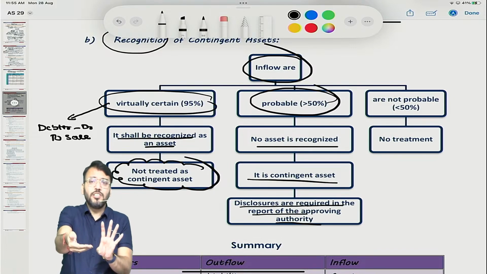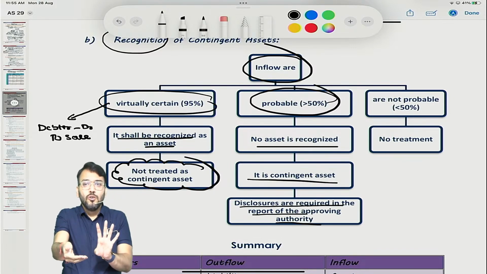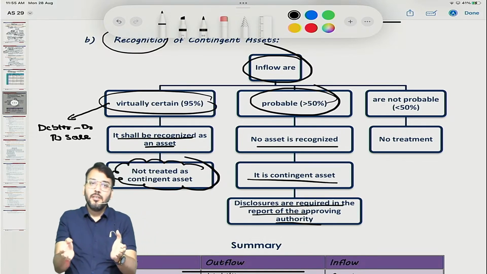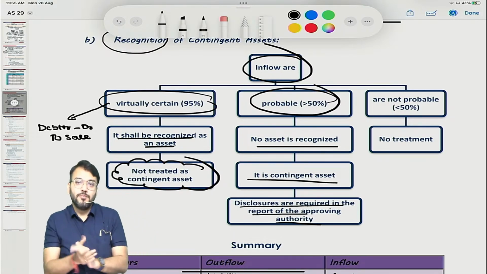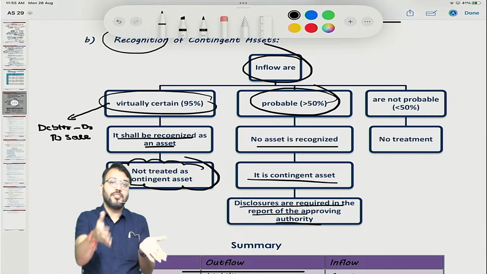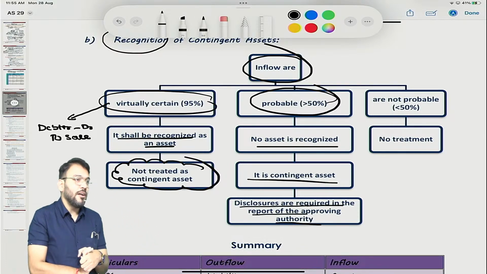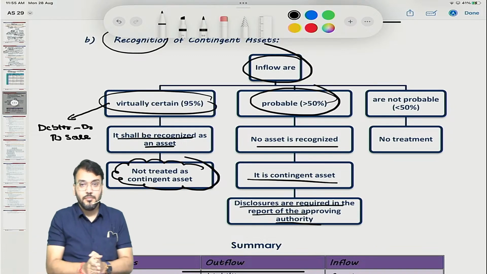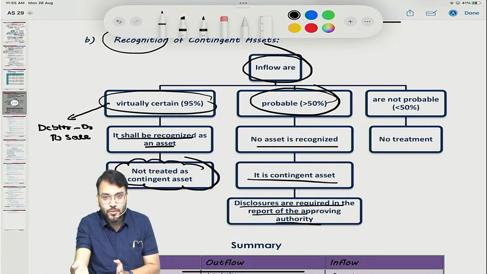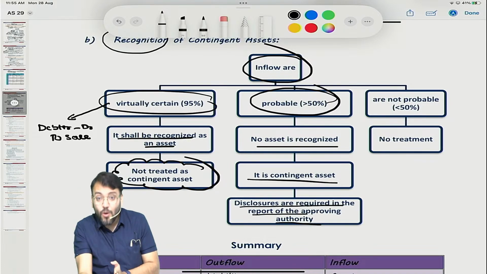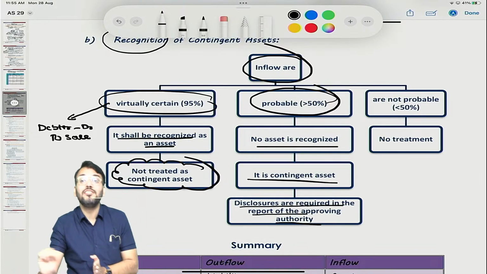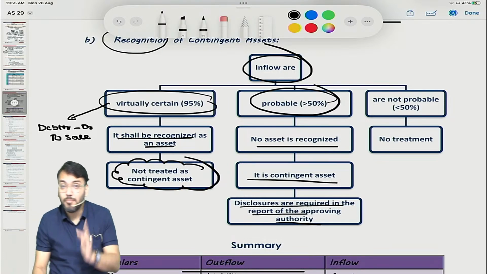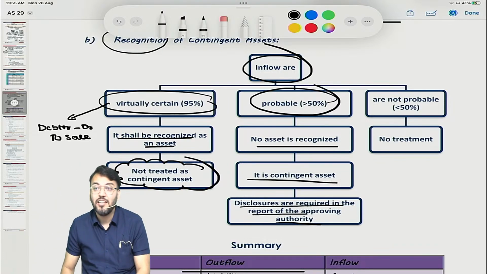Report of approving authority means what? Who is approving that financial statement? In case of a company, the management approves it. Who is the management? The board of directors. Directors are the approving authority. So directors will give one report. Understood? In that report, they can disclose the contingent asset, but it is not to be disclosed in the financial statement.